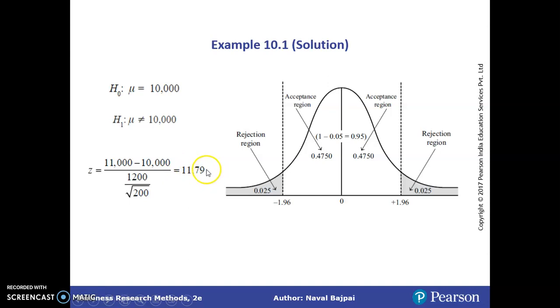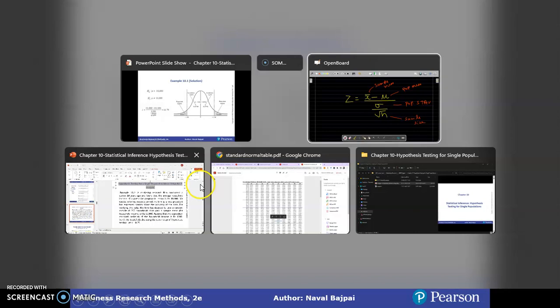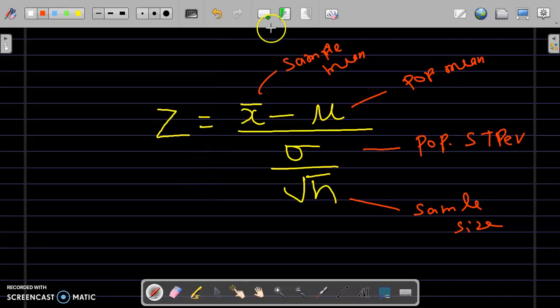Okay, so basically there are two approaches of doing the z-test. One approach is comparing the calculated z value with the critical value. So first, in this example, I'll be using the critical value approach. Another approach is p-value approach, which I'll discuss after this. So let me just elaborate this question.